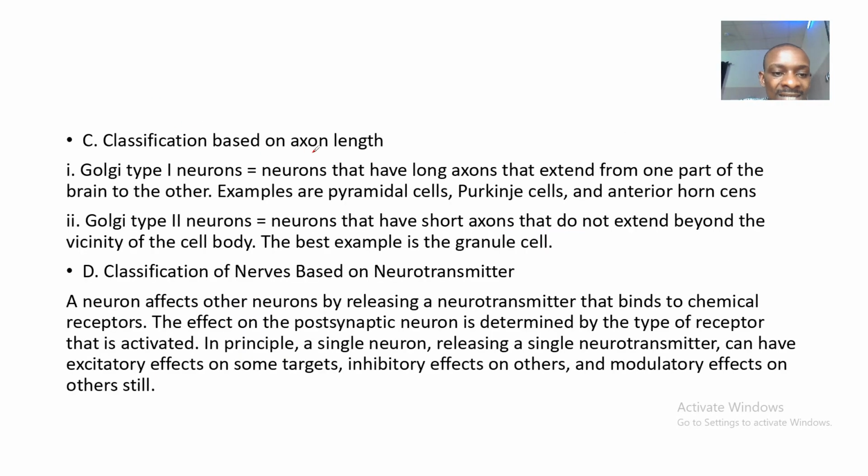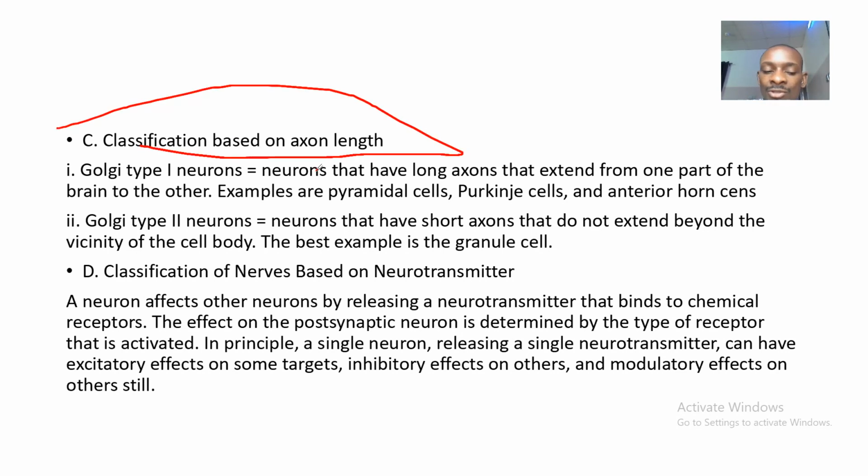So there will be classification based on axon length. In axon length, we say that neurons are divided into Golgi type 1 neurons. These are neurons that have long axons that extend from one part of the brain to the other. Examples are pyramidal cells, Purkinje cells, anterior horn cells. Okay. Then how about the Golgi type 2 neurons? These are the neurons that have short axons that do not extend beyond the vicinity of the cell body. An example is the granule cell.